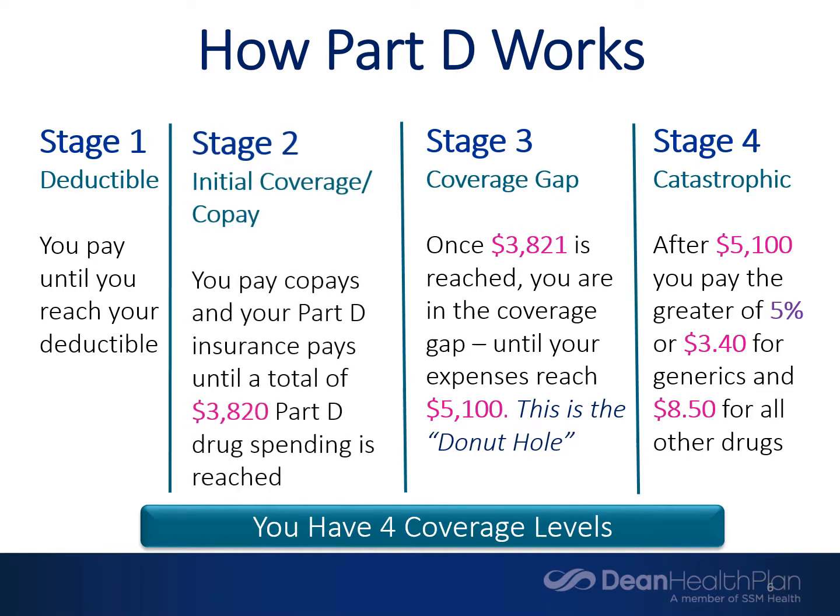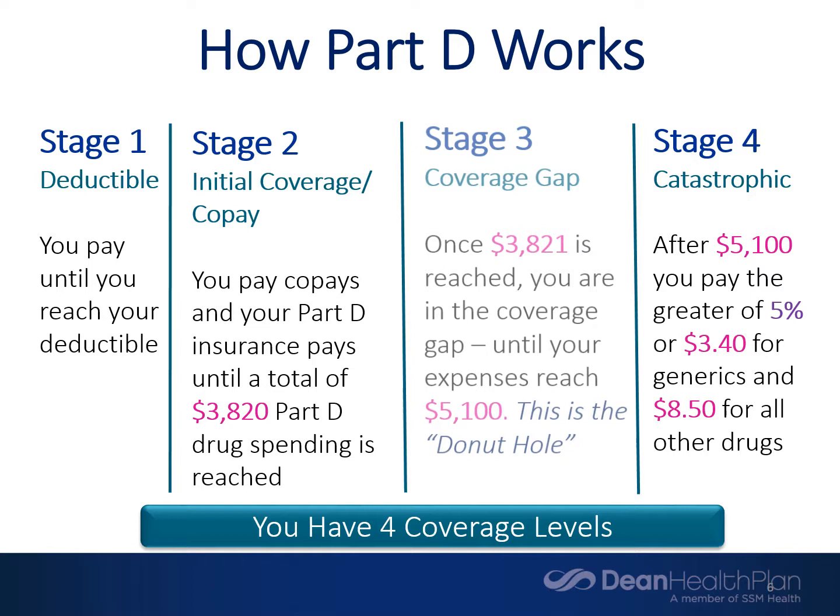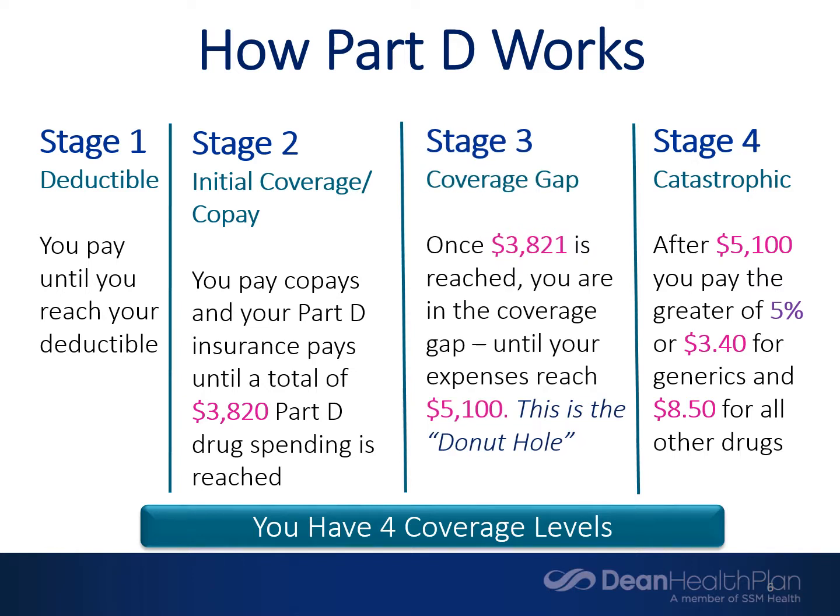Stage 2 is the drug cost share or copay stage. In this stage, you will pay copays for each prescription and the plan pays the rest until the initial coverage limit is met. Stage 2 ends when you and the plan have together paid $3,820. Stage 3 is the coverage gap stage, also known as the donut hole.